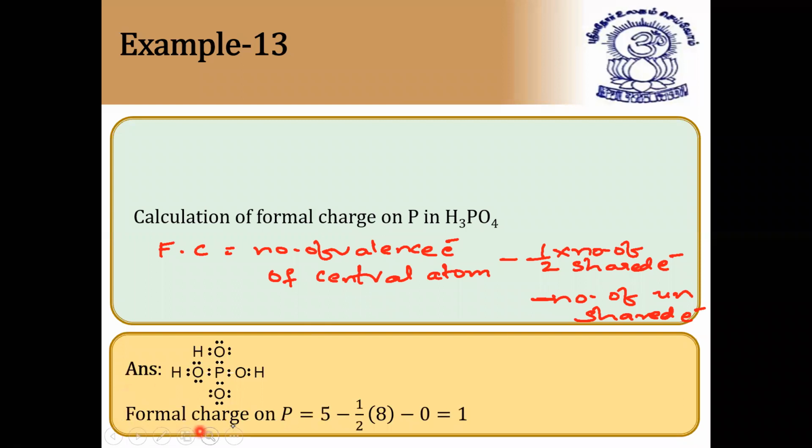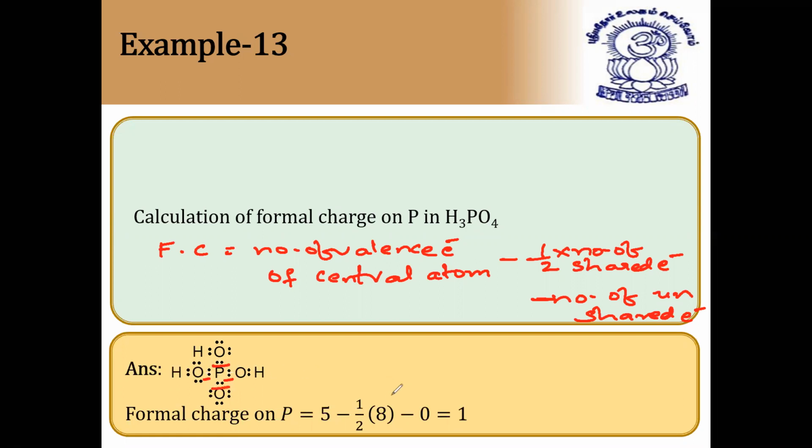The structure. Phosphorus has 5 valence electrons, minus 1 by 2 into how many electrons it shared. With each oxygen, the hydrogens we cannot consider. So only 8 electrons are shared, because with each oxygen it shares 2 electrons. See here, this is one oxygen. You can see this phosphorus is sharing 2 electrons with this oxygen. This is 2, this is 2, this is 2. Total it has 8 electrons.